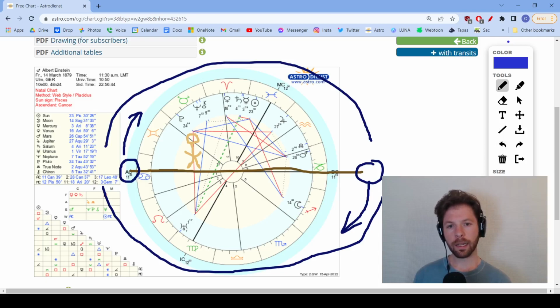Now, finally, the last thing to understand are these lines, right? The red lines, the green lines, the blue lines. What's going on with that? Well, those are aspect lines, and what they do is they show the relationship between the different planets of the chart. So let's take the moon here, for example, again. A 6th house Sagittarius moon, and you can actually see that over here too.